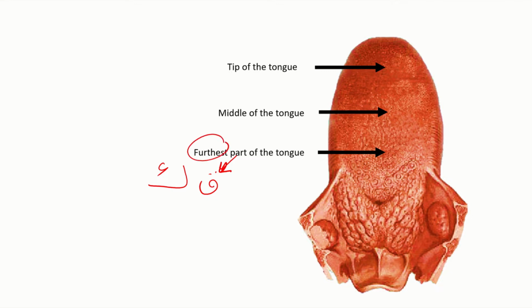And then the middle part, you've got the jim, the ya, and the sheen. We'll have different videos for these letters, Insha'Allah. And from the tip of the tongue, there are a few letters, and there are many more that use the tip of the tongue. All right, so what we'll be talking about today is the letters from the furthest part of the tongue, which are the qaf and the kaf.